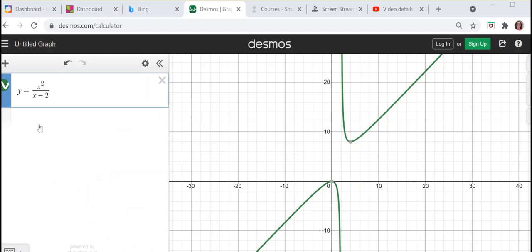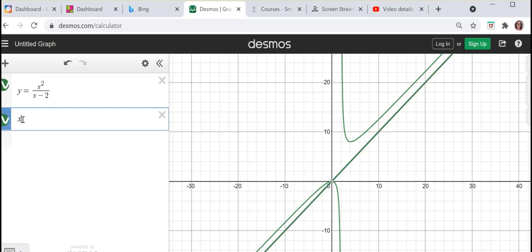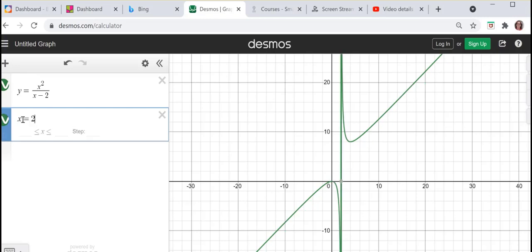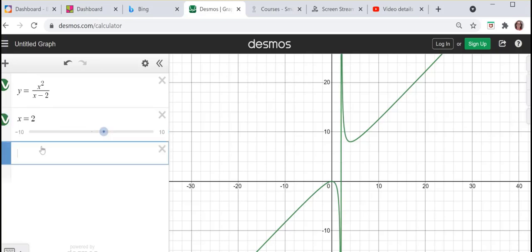So I put the equation into Desmos. We've said that we're going to have a vertical asymptote at x is equal to 2, which looks right. And then our oblique asymptote is going to be the line y is equal to x plus 2. And we can see this is also correct.